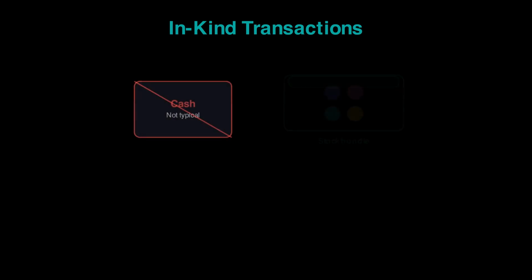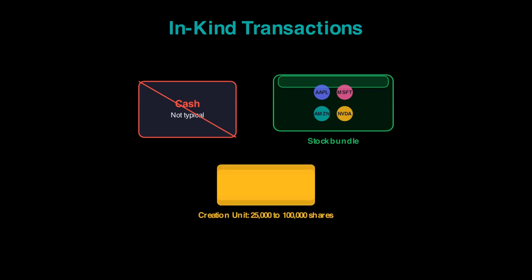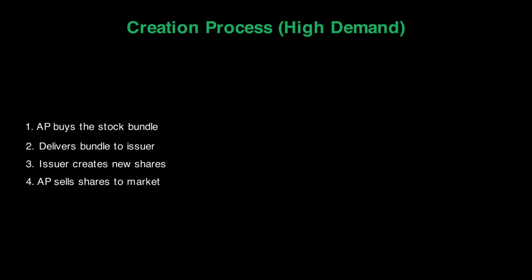Unlike mutual funds, APs usually do not send cash. They deliver a precise stock bundle in kind, and they trade in huge blocks called creation units, typically 25,000 to 100,000 shares. When demand is high, the ETF price lifts above its net asset value.